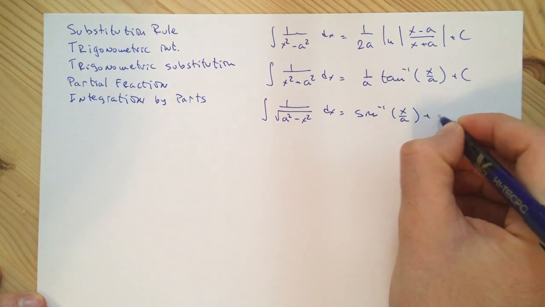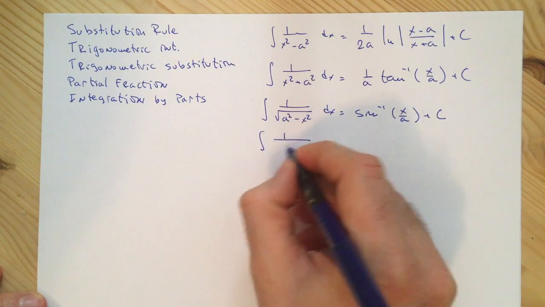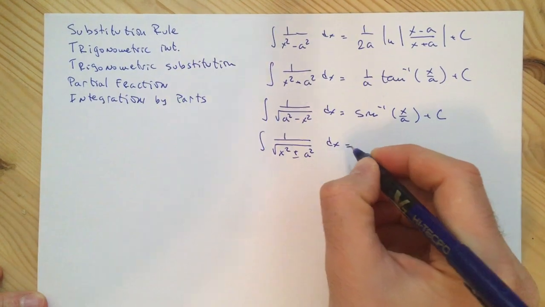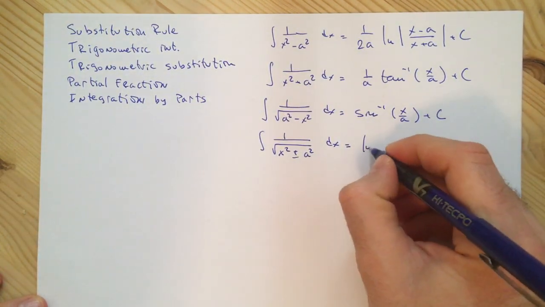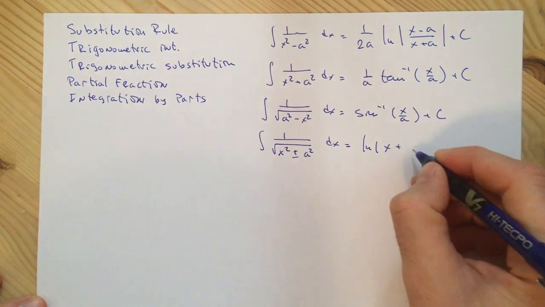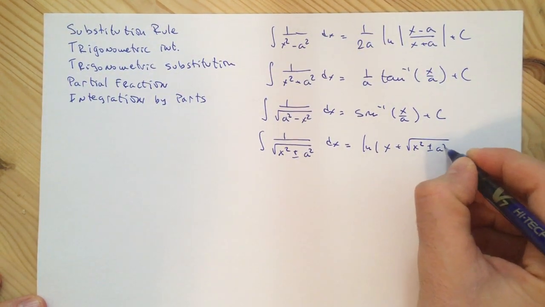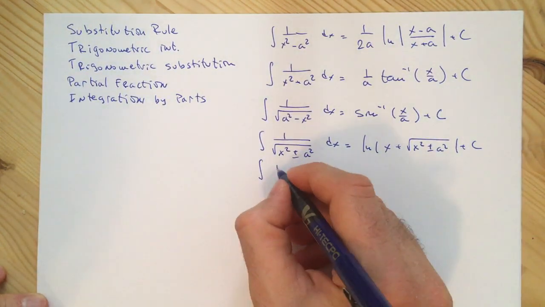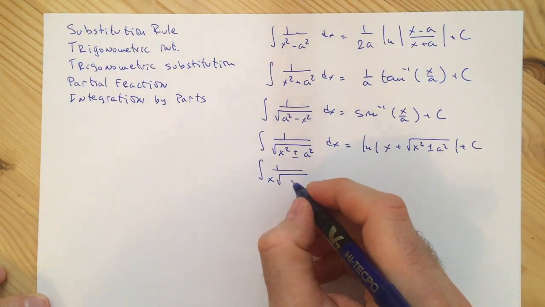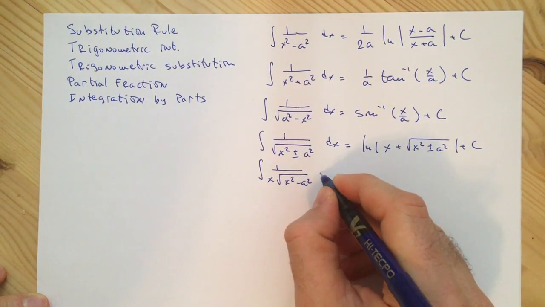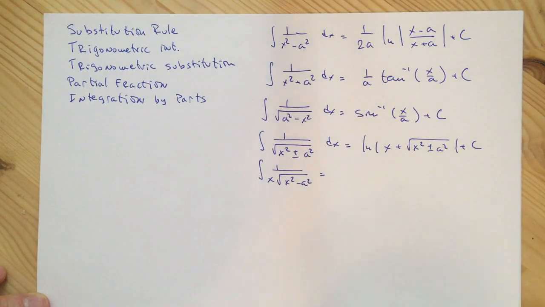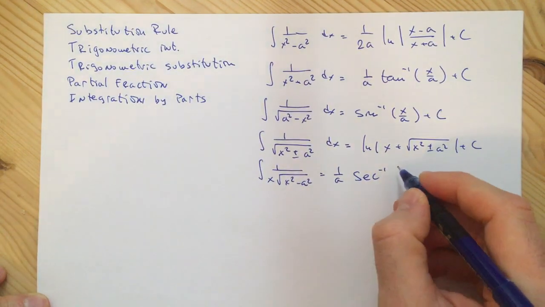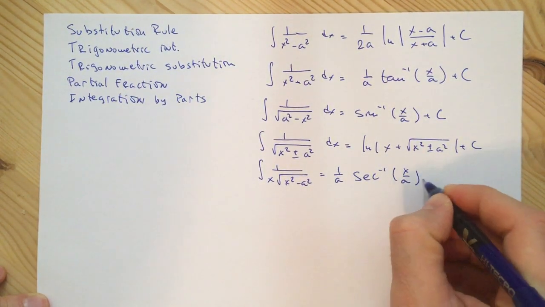of x over a plus c, the integral of 1 over square root of x squared, and here you can write plus or minus a squared dx, which is equal to ln of x plus square root of x squared plus or minus a squared plus c, and finally 1 over x square root of x squared minus a squared, which is equal to 1 over a arcsecant of x over a plus c.